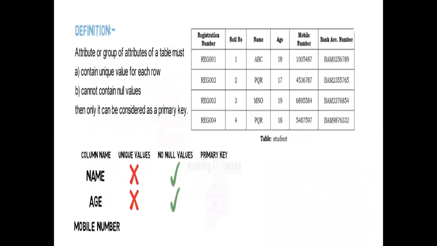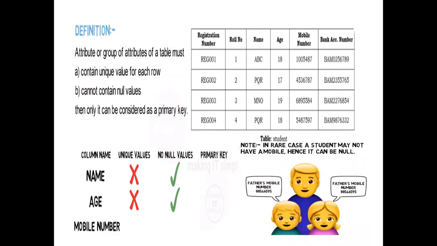Next, we are going to consider the mobile number. Obviously, mobile number does not have any null value. We can't find the same value for two students. But in some rare cases, two siblings take admission in the university and they provide their father's mobile number as their mobile number. So in that case, we can find a repetition of the mobile number, and that's why we can't get a unique value for the mobile number either.